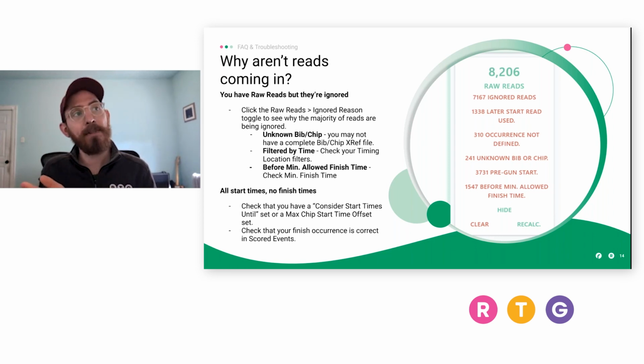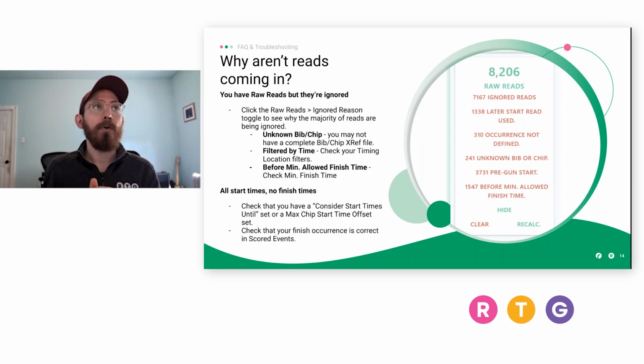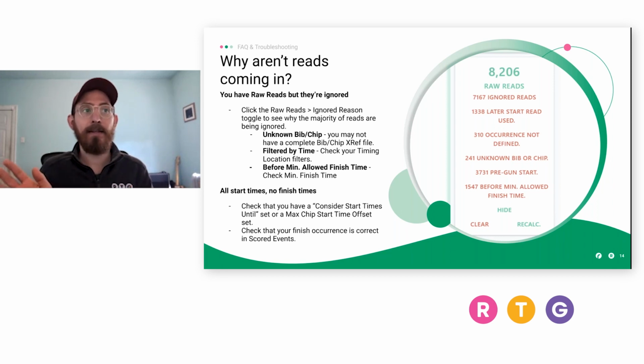Now, another common thing that could happen is you're getting some reads, but not the right ones. Let's say you're timing a race and you have only start times, no finish times. Even though you think you got things set up correctly, something weird has happened. You only get start times for everyone. It looks like their finish times are being put into the start time area.